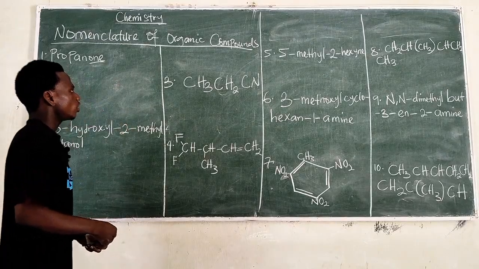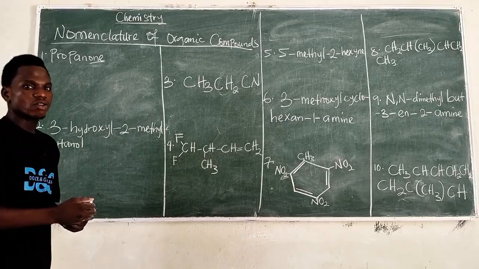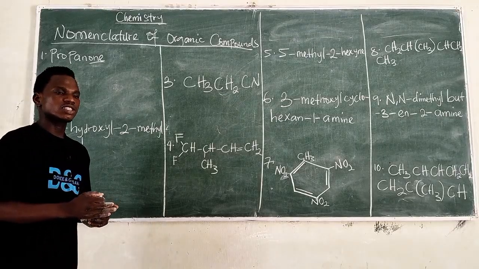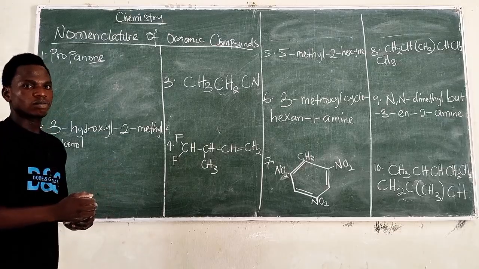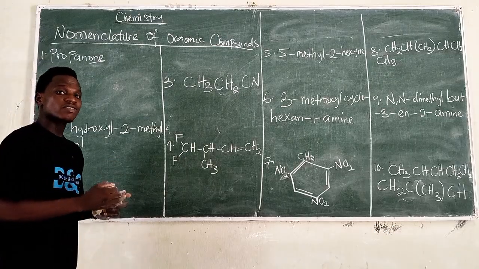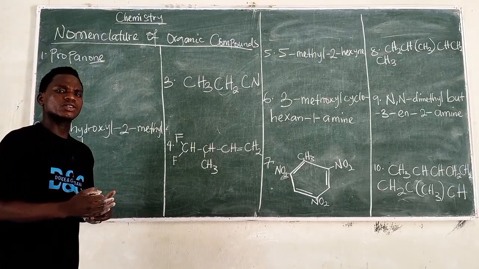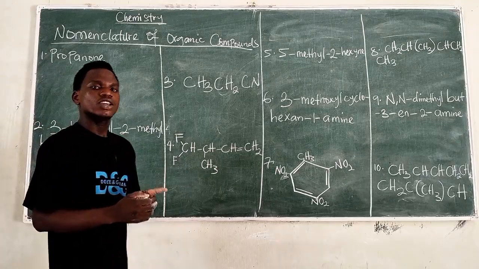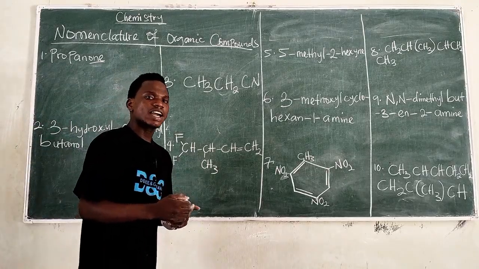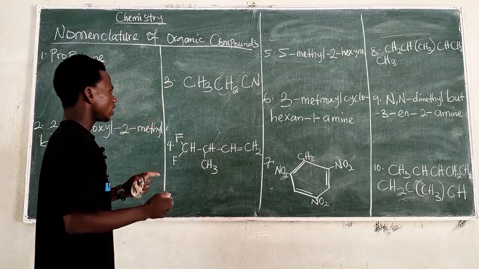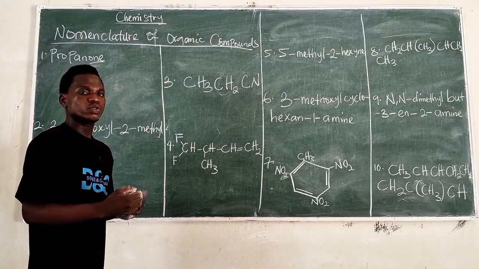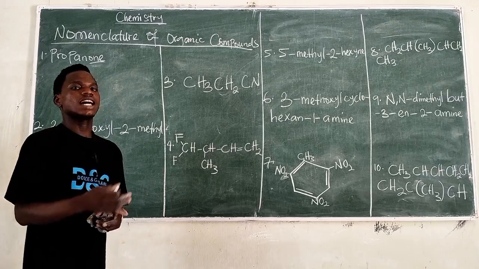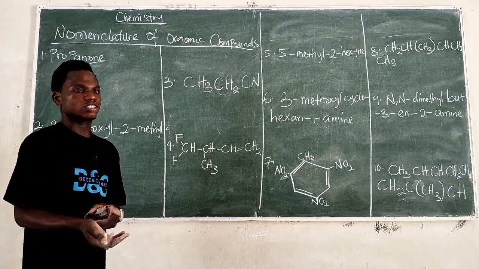In summary, whenever you are given an organic compound, be it the name or the structure, first thing to do is to identify your longest continuous carbon chain. After you have identified your longest continuous carbon chain, the next thing to do is to identify your functional group. Your inability to identify your functional groups will make it impossible for you to know what you're dealing with. It's just like you wanting to deal with somebody and you don't know who that person is.